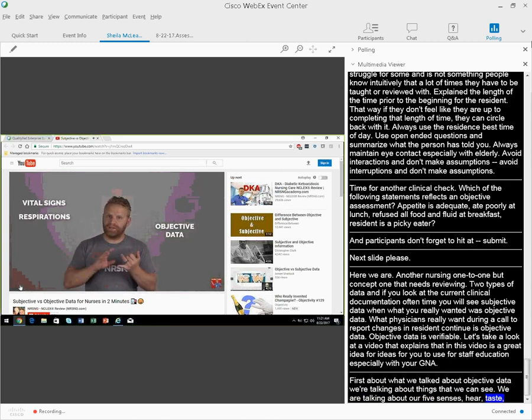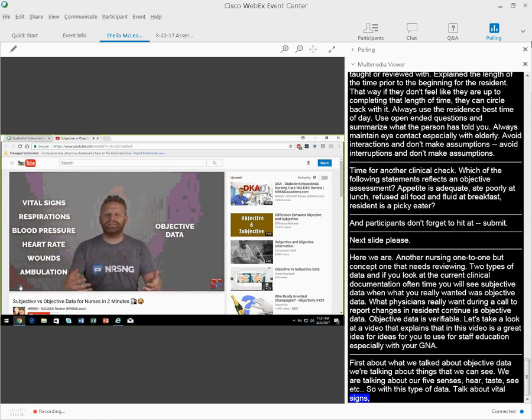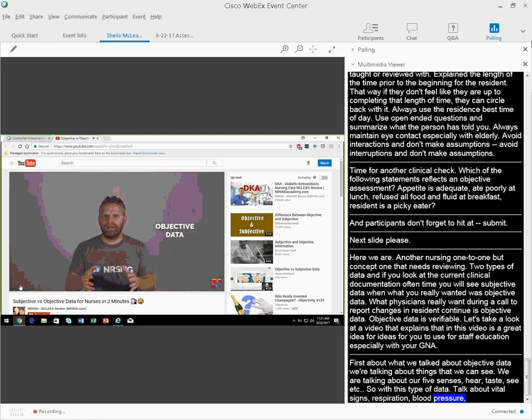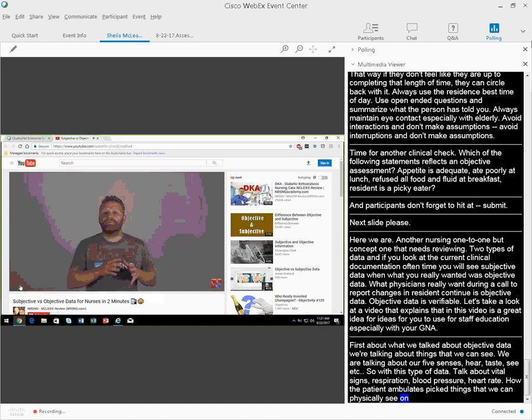So with these types of things, we're talking about our vital signs, respiration, blood pressure, heart rate. We might be talking about wound appearance. We might be talking about how the patient is ambulating. Things that we can actually physically see on a monitor, on our patient, that's objective data, things that we can observe.